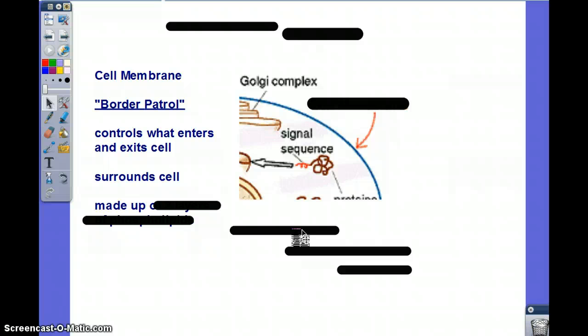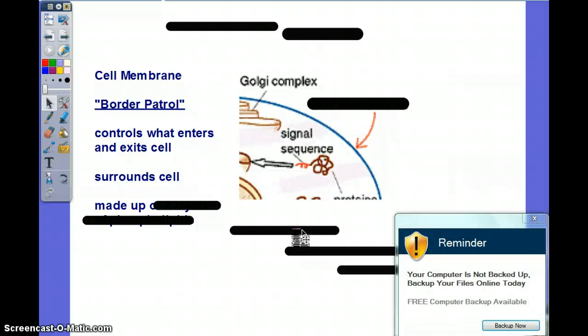Border patrol he came up with because it protects the cell from what enters and what exits, not just what enters. What enters and exits. And it surrounds the cell. So border as in surrounding the cell and protector from what enters and exits the cell. A wall, think about it. What does a wall do for you? Blocks things. What else? Keeps everything secured. And that's actually what the wall's function is for a plant cell.